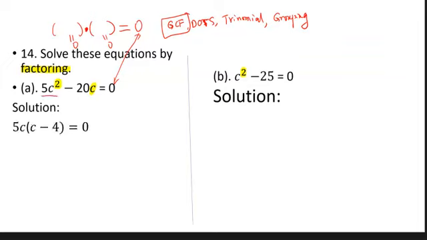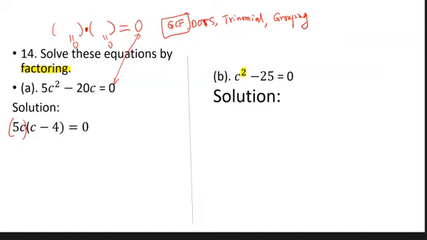And after we factor out 5C, we divide each of them by 5C. So 5 cancels 5. C squared divided by C is C. And minus 20 divided by 5 is 4, and the C cancels C. So we have the left-hand side factored. And you can see we have the multiplication we need between 5C and C minus 4. If you want to put a parenthesis for 5C, you can.